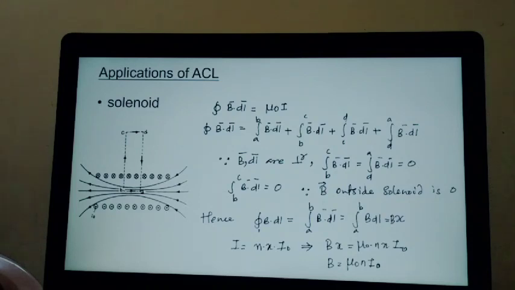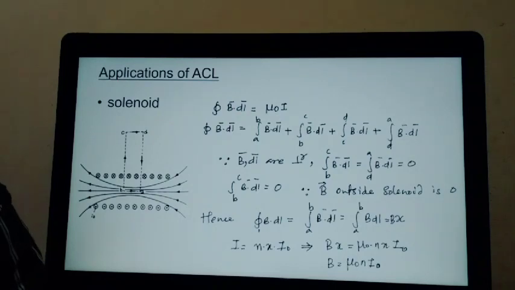So mu 0 I will become mu 0 n x I0. I is the total current carried by the Amperian loop, I0 is the current carried by one turn, and nx is the total number of turns within the Amperian loop. So we can equate Bx is equal to mu 0 n x I0. Therefore B is equal to mu 0 n I0. That is the magnetic field intensity due to a current carrying solenoid.